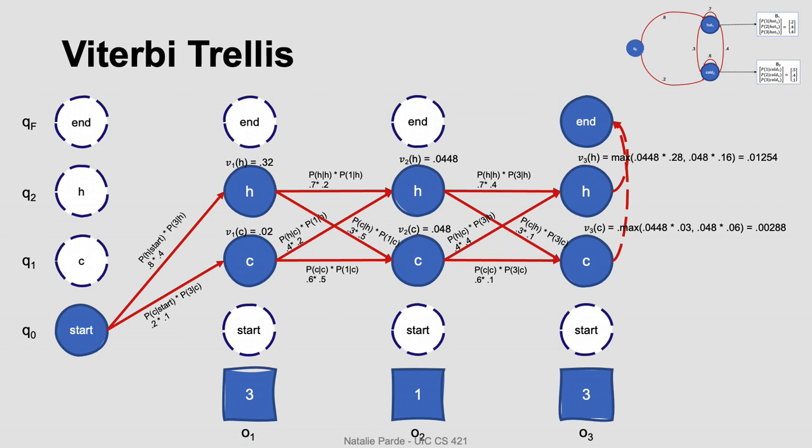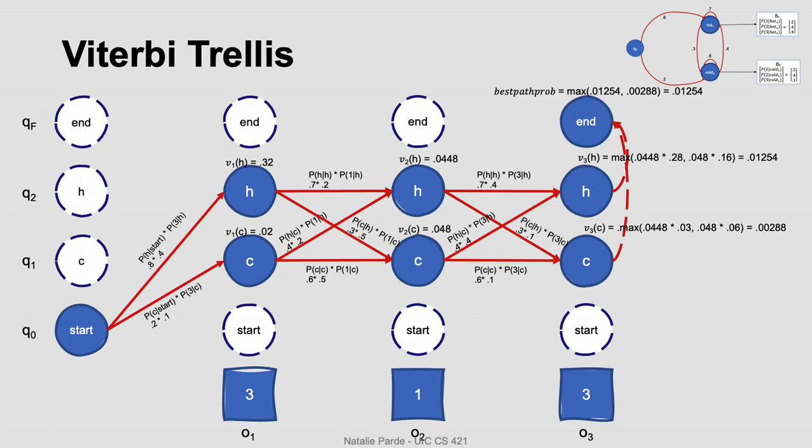So for hot, we need to find the max of 0.0448, that was the Viterbi probability for hot at time step 2, times 0.28, which we just computed, and then 0.048, that was the Viterbi probability for cold at time step 2, times 0.16, which we also just computed. So that's equal to 0.01254. For cold, we'll get the max of 0.0448 times 0.03 and 0.048 times 0.06. So that's equal to 0.00288.